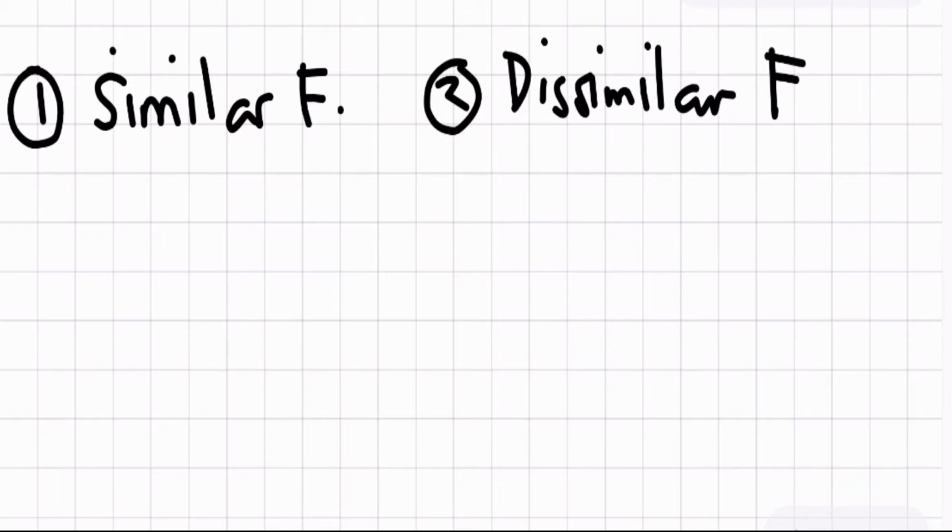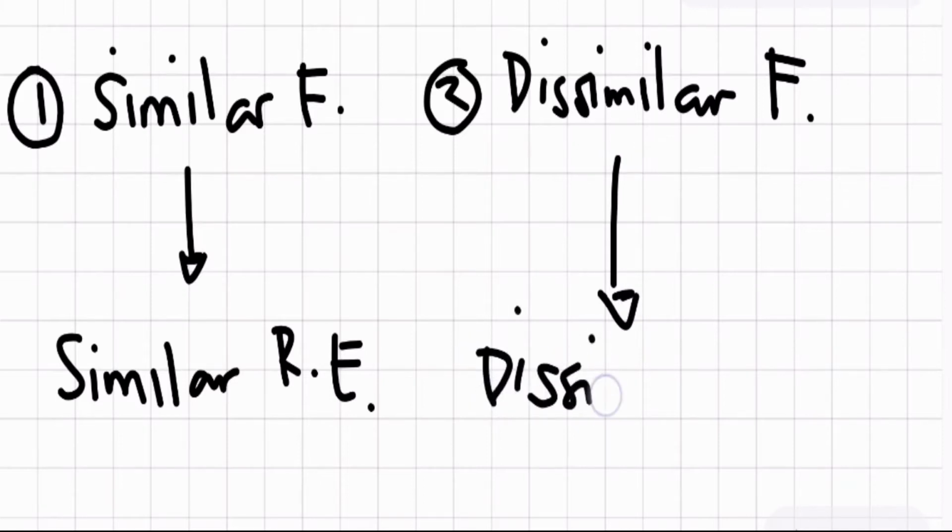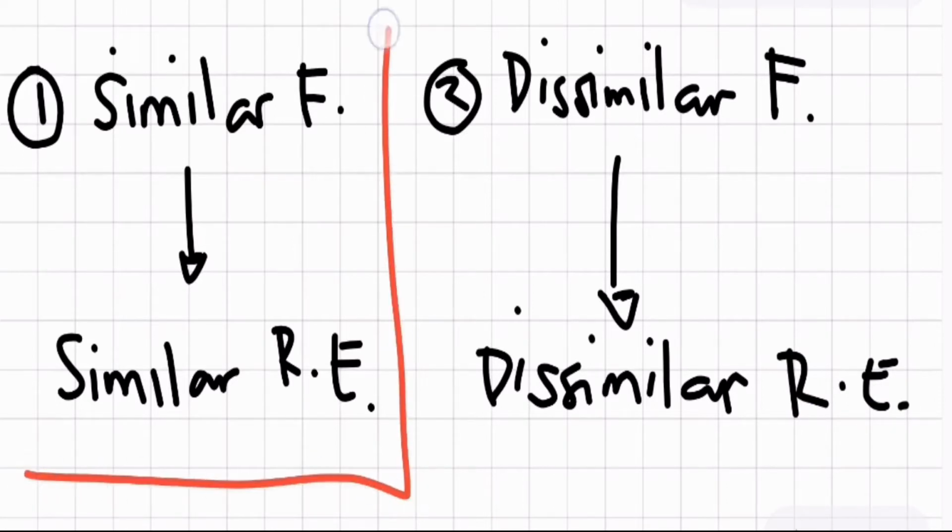Now we also have the same concept when we are adding or subtracting rational expressions, because we also have similar rational expressions, wherein the denominators are the same as well. And we also have one which is for the dissimilar rational expressions, wherein the denominators are not the same. Let us know first, how do we add similar rational expressions?